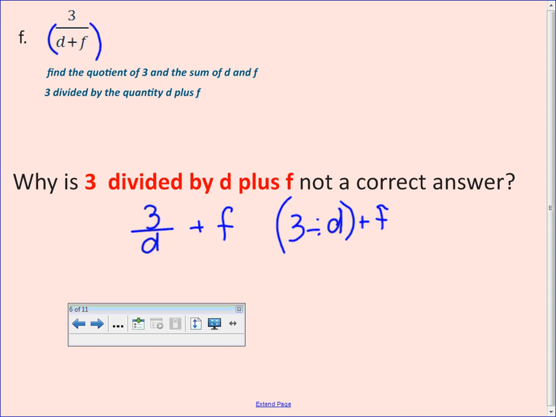Let's also note that this could be written as 3 divided by D plus F. That means the same thing. You could write it that way as well. Okay? So this would mean something different if we said 3 divided by D. You have to be careful where everything falls next to each other. Okay?